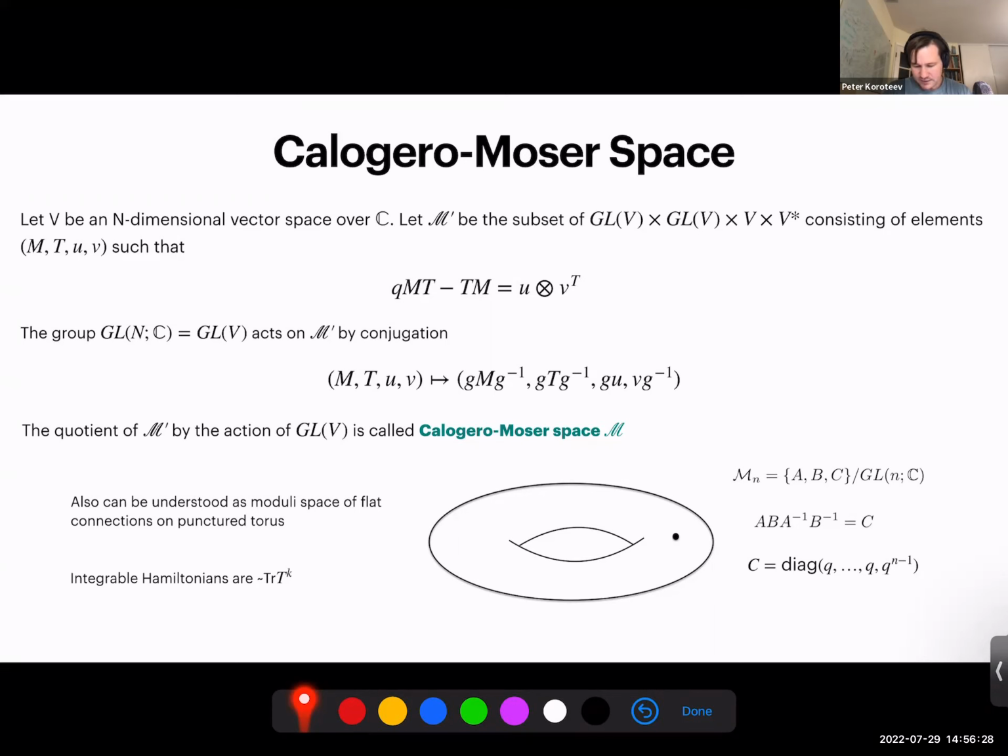And then you can do the following calculation. Let me pick a gauge where, say, one of the matrices is diagonal, say M is diagonal, and T will be whatever comes from solving the equation. In that case, T will become exactly the Lax matrix, which generates all the Hamiltonians of the system. So those traces, those Casimirs, they will become integrable Hamiltonians.